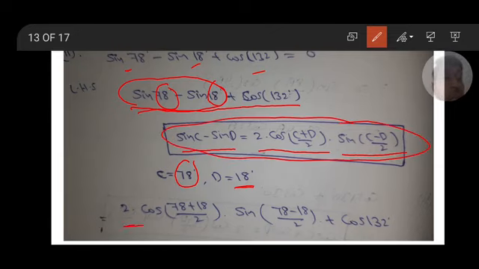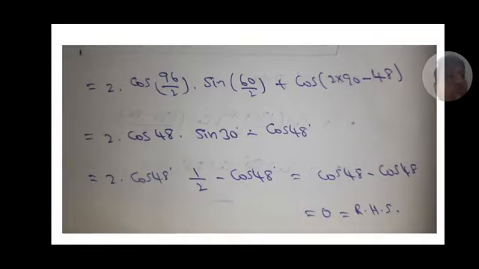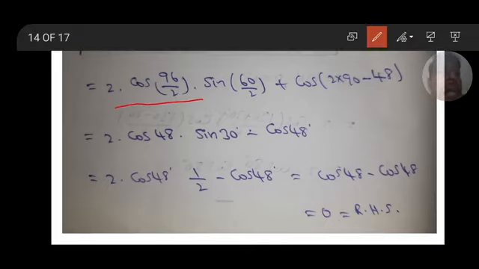Substitute C equal to 78 and D equal to 18 in this formula. So we get 2 into cos of (78 plus 18) by 2 into sin of (78 minus 18) by 2 plus cos 132, which is as it is. 78 plus 18 means 96 by 2, and 78 minus 18 means 60 by 2. Next, that is 2 into cos of 96 by 2 into sin of 60 by 2, and 132 can be written as cos of (2 into 90 minus 48).